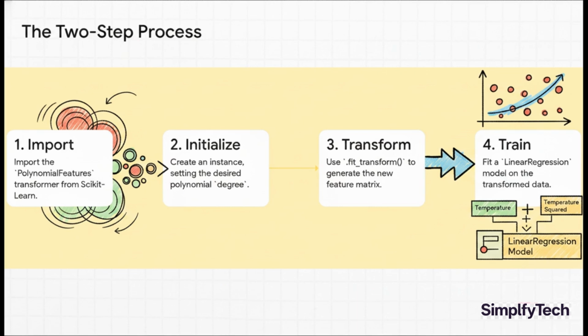You transform your features into polynomial features, and then, and this is the really cool part, you train the exact same linear regression model we used before. But this time, you're training it on this new, richer data set. The model just sees temperature and temperature squared as two totally separate inputs, and by finding the right weights for both, it learns how to draw a curve.